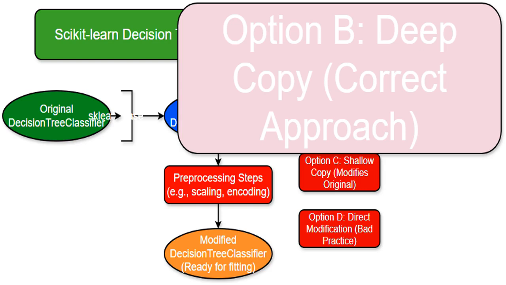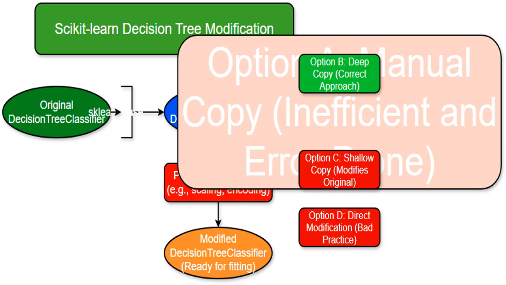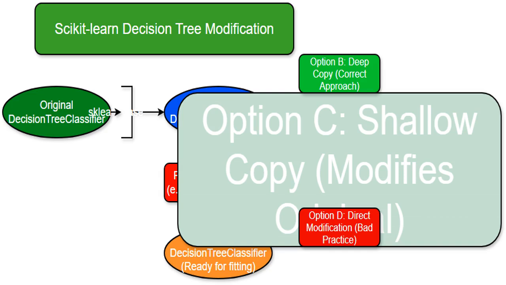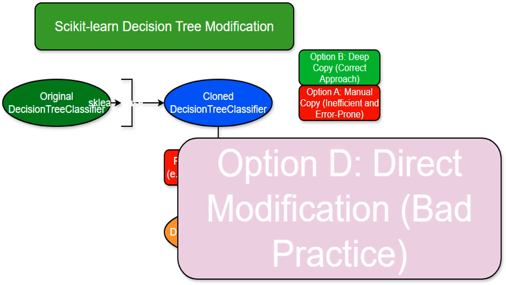I use sklearn.base.clone to make a deep copy of my original decision tree. This ensures that any changes I make to the copy won't affect the original model. Manually copying the original model's attributes would be difficult, tedious, and prone to mistakes. It's not a smart way to go about this. A shallow copy would share the same memory space as the original, so changing the copy would change the original too. This is a big no-no. Changing the original decision tree directly is very risky. This is bad practice and it can lead to unexpected issues later on.